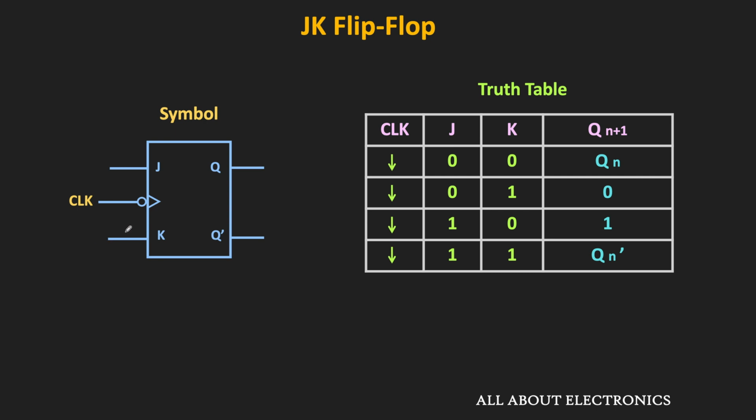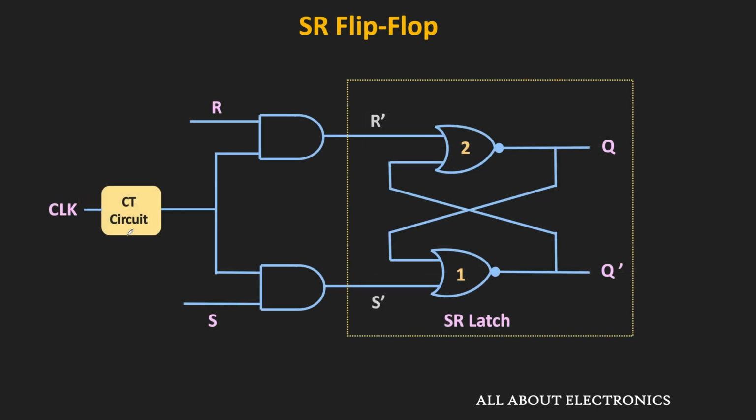Now, let us see the logic circuit of this JK flip-flop. With a little modification, the SR flip-flop can be converted into the JK flip-flop. Here, this is the basic circuit of the SR flip-flop. This box is the SR latch, and using two more AND gates, it can be converted into the gated SR latch. Here, this input is the enable input.